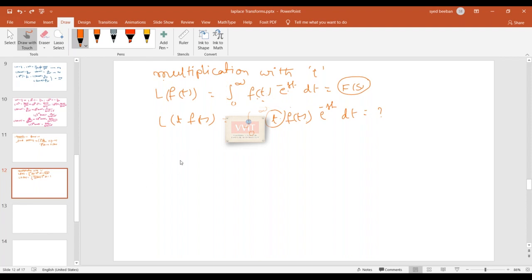So we know that f of s is equal to integral 0 to infinity f of t e power minus st dt.